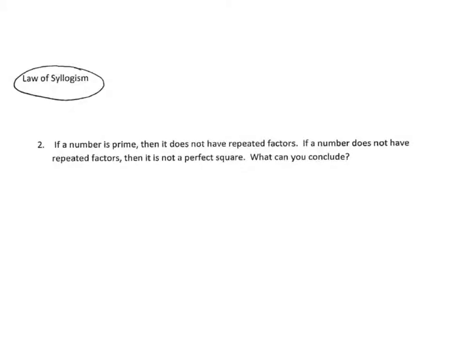To me, the law of syllogism kind of works like the transitive property. So if you know that P implies Q is true, and Q implies R is true, we can bypass the Q's and say that P implies R has to be true. So again, I'm going to underline the same thing, the P's, the Q's, and the R's.